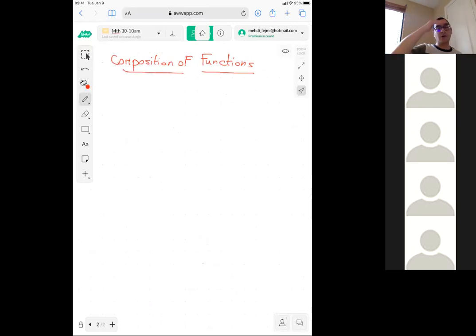We're going to compose functions. Let me show you an example of how it works. What does composition of functions mean? Let me start with an example.